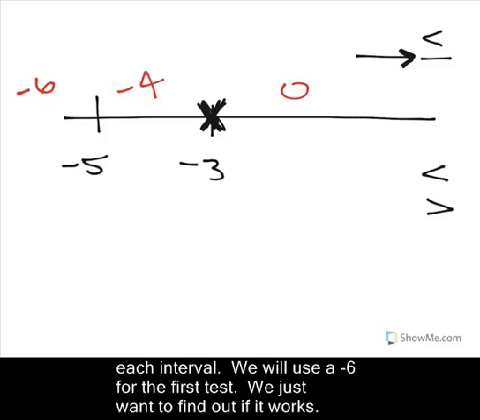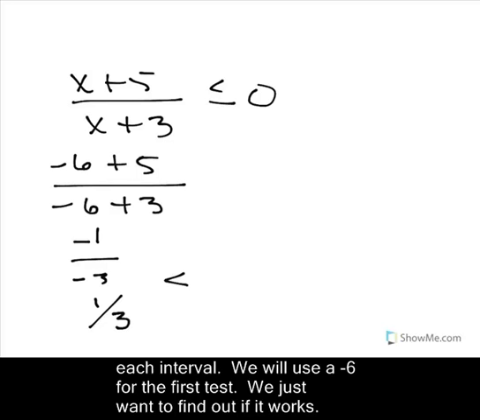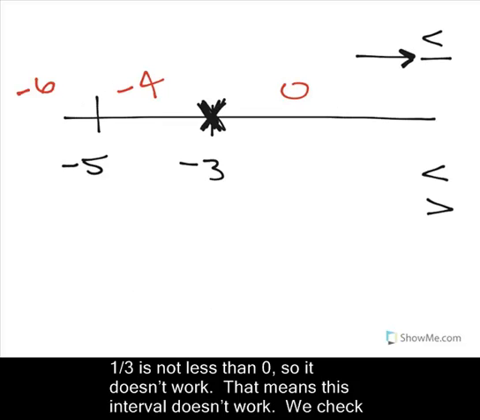And I'm going to put those in the original problem. So here's my original problem. And I'm going to test those numbers. So I'm going to test -6. And let's just see what happens. When I do my math, I get -1 over -3, which is positive 1/3. Positive 1/3 is not less than 0, so it doesn't work. So let's go back to our number line. That means that -6 does not work. So we're going to X it out.